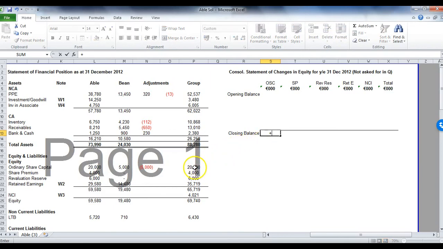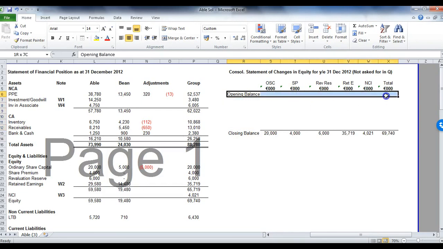So closing balance in ordinary share capital is 20, share premium is 4, reval reserve is 6, retained earnings is 35,719, and NCI is 4021. So that's your first step: the number of columns will be the number of lines in the equity section, and you start with the closing balance and now you work backwards to get to the opening balance. So that's the kind of steps you approach.